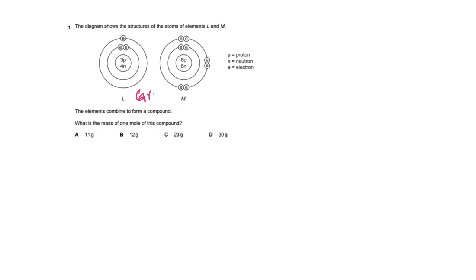It's in group 1. Whereas M over here is in group 6 because it has 6 electrons on its outer shell. We could just practically identify these elements right now. 3 protons means it's lithium, and 8 protons means we're talking about oxygen. So we're literally talking about lithium bonding with oxygen and finding out its MR, so to speak. Okay. Now, even if you don't want to go there, the question is kind of straightforward.